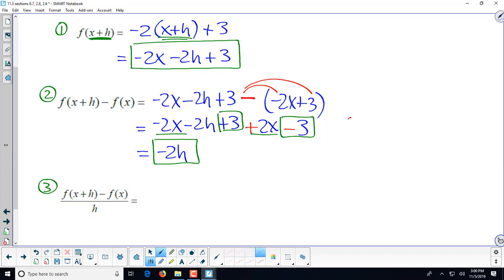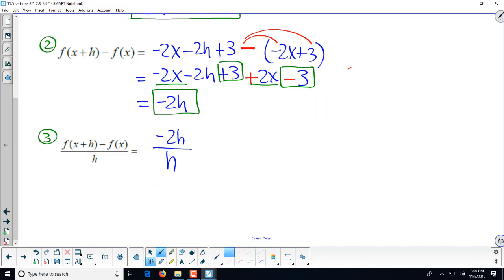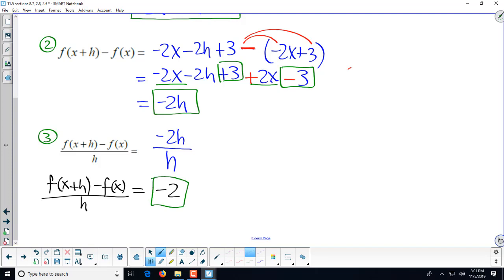All right, so what do we have for the top? We have -2h, and we're dividing that by h. So we end up with -2. So we're saying the difference quotient simplifies to -2. Okay, so then you would enter this last in MyMathLab. What is that value representing? Good question. What does that value represent?